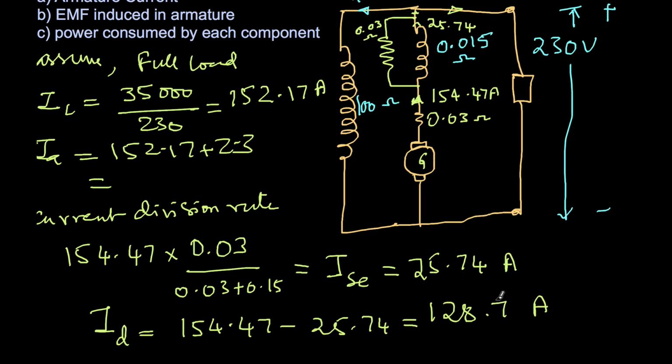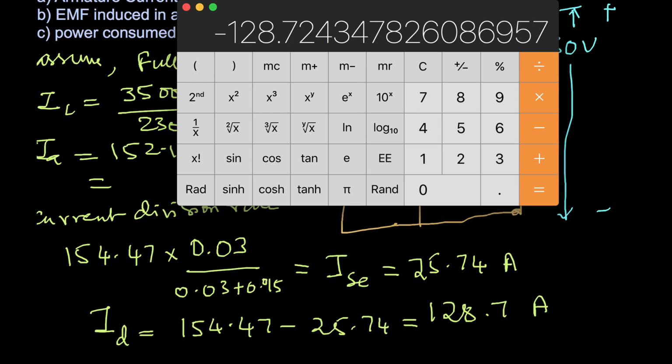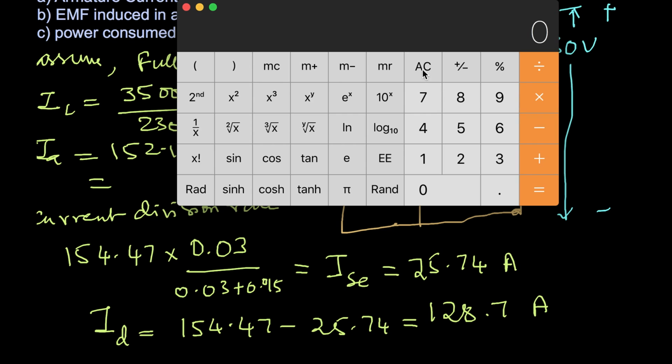Oh, I think I made a mistake. So this is 0.015. So let me just go back and correct everything. So 154.47 multiplied by 0.03 divided by 0.03 plus 0.015. Oh, so this is 102.98.